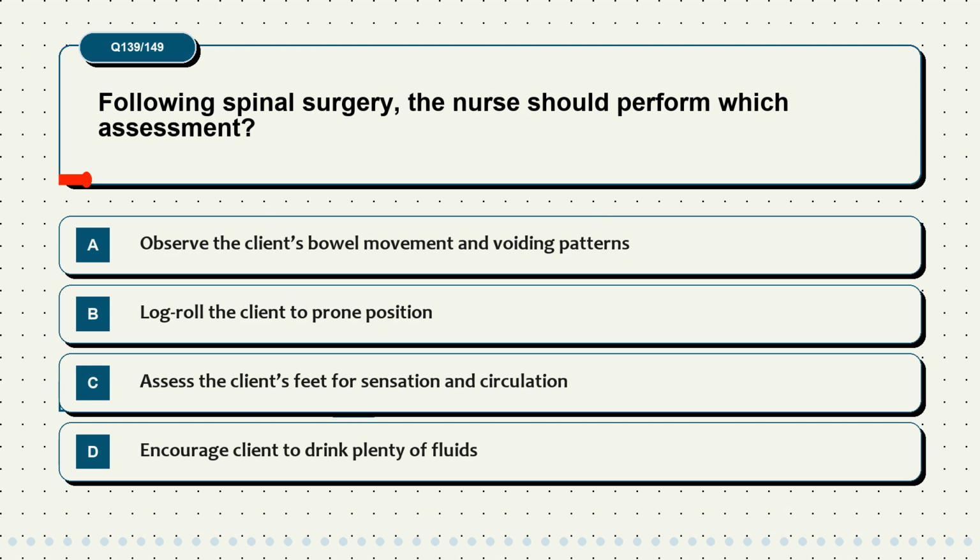Question 139. Following spinal surgery, the nurse should perform which assessment? Here are the options. Option A. Observe the client's bowel movement and voiding patterns. Option B. Log roll the client to prone position. Option C. Assess the client's feet for sensation and circulation. Option D. Encourage client to drink plenty of fluids.